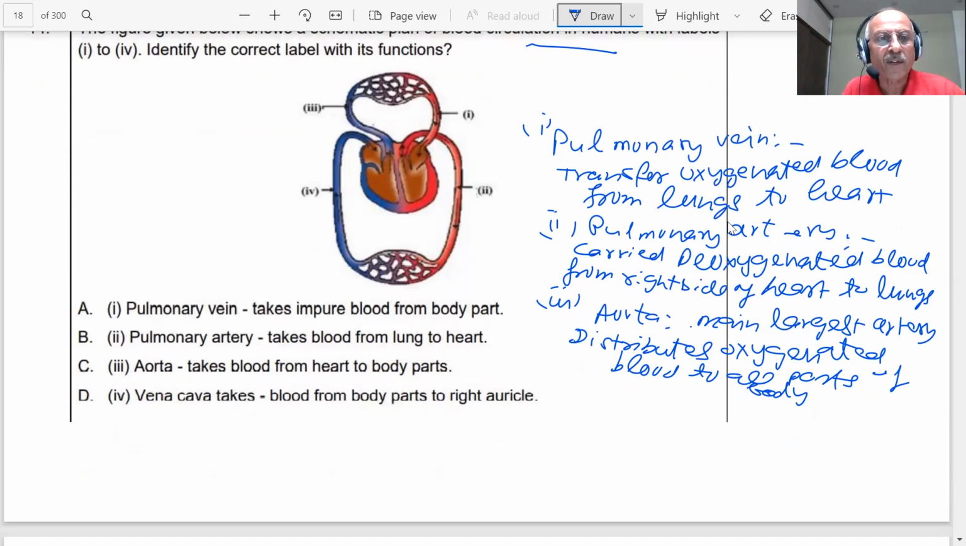Then what is left out, student? Answer D, vena cava. What is this vena cava? This is a large vein carrying deoxygenated blood into the heart, from body parts to the right auricle. This is the correct answer. So the answer is vena cava, which is our D choice. So D is the right answer.